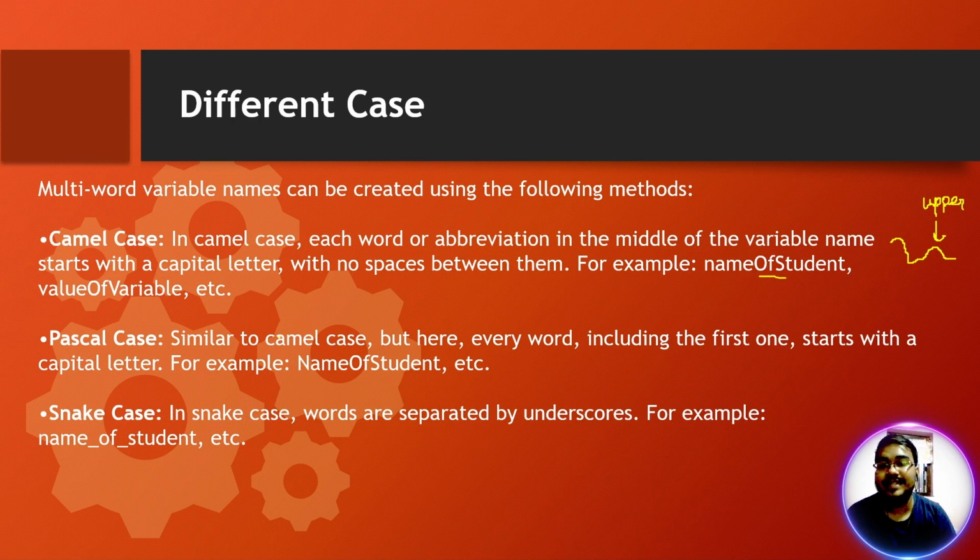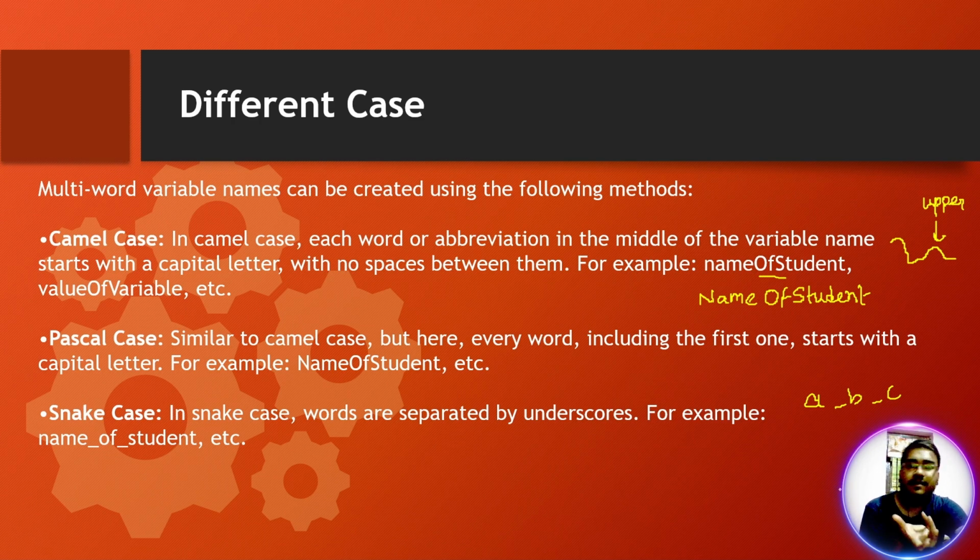What is Pascal case? Pascal is similar to camel case, but every word begins with a capital letter, like NameOfStudent. If I write N-A-M-E, then O-F, then S-T-U-D-E-N-T, each starting with a capital, it is Pascal case. And what is snake case? Snake case is something which is separated by underscore, like what I wrote, A underscore B underscore C. This is called snake case. These are different styles of declaring variable names. Nothing to worry about, this is some basic stuff.